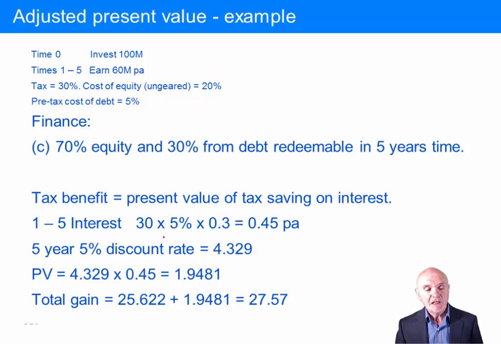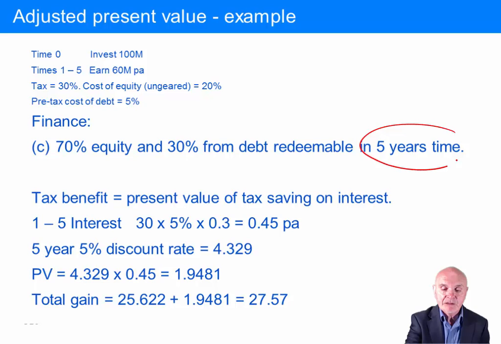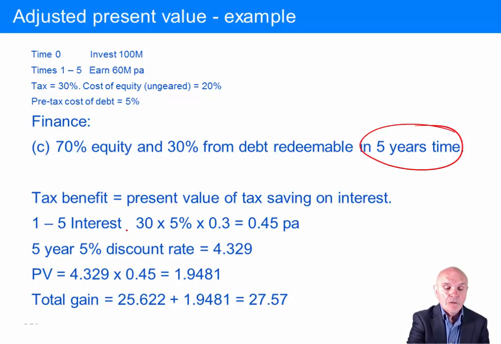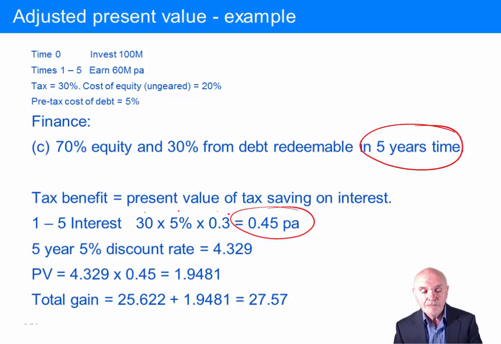Case C here is only giving us subsidized debt for 5 years. So instead of getting cheap debt forever, we're getting cheap debt for 5 years, but exactly the same principles hold. What is the value of this 5-year subsidy? As we've seen before, it's going to be 30% of the 100 million, 30 million. It's 5% that we're paying, and we've been let off 30%. So the annual saving of subsidy is 0.45.